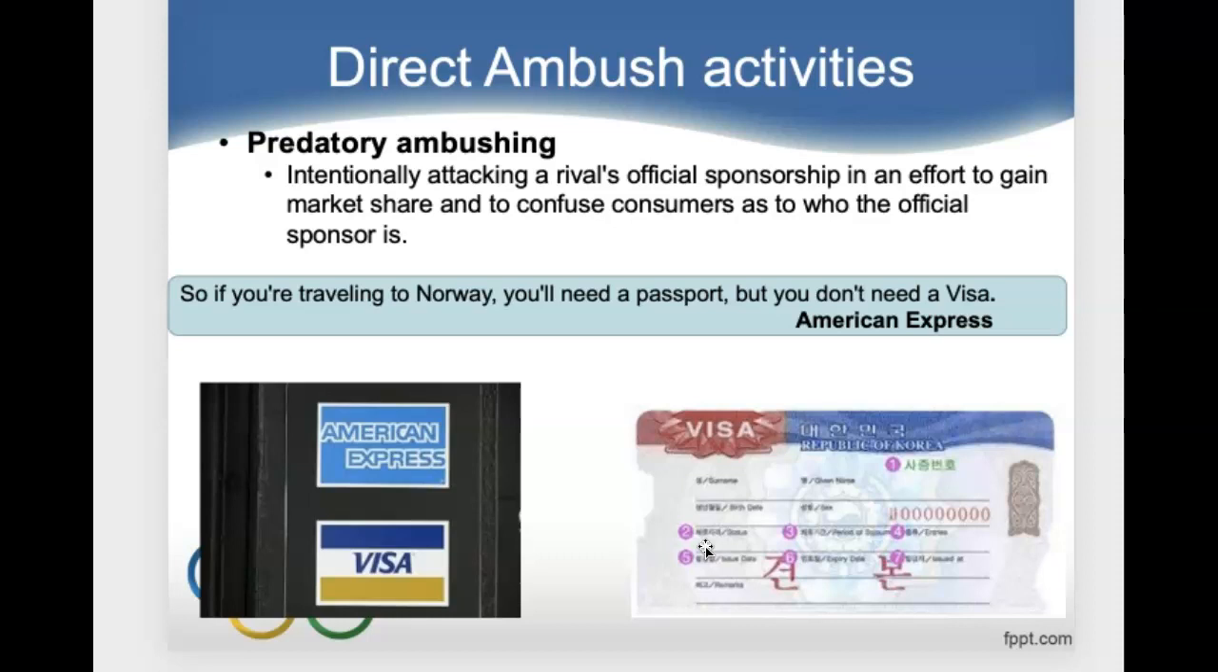Because American citizens with American passports, due to the very good relationship between the US and Norway, don't need to apply for a visa to go into Norway to watch the games, right? But citizens of some other countries might need to apply for a visa first before buying tickets and going to Norway to watch the games. So in this advertisement, obviously, they strongly attack the main rival Visa, right? This created a big controversy back in 1994. Right, so that's one example of direct ambush marketing.